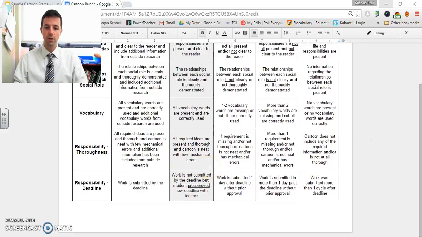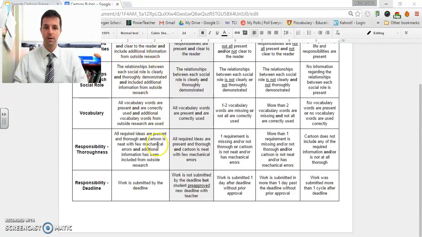Again, your cartoon has all the parts present. So from the direction sheets, all the requirements are present, and it's neat. There are few mechanical errors. You've clearly taken the time to create this cartoon with not really any errors in there. Minor spelling errors and such are accepted to meet standard. However, they are few and they don't take away from my understanding of it as the reader. Now, in order to exceed, you've done all that, but you've included the additional information from the skills categories above.